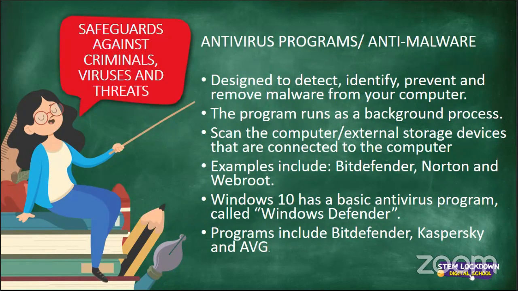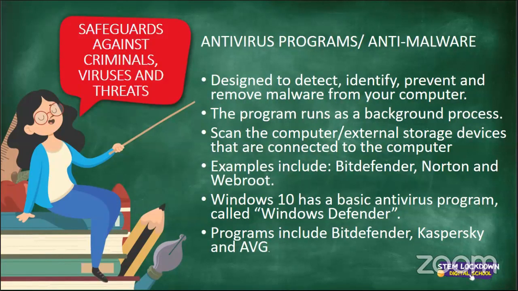Now, most of the time, when you put an external device into a computer, it has an antivirus program that would automatically start scanning it. Examples of these are Bitdefender, Norton, and Webroot. Those are the bigger, more well-known companies. Windows 10 also has a basic antivirus program called Windows Defender, which also tries to help you as far as possible.